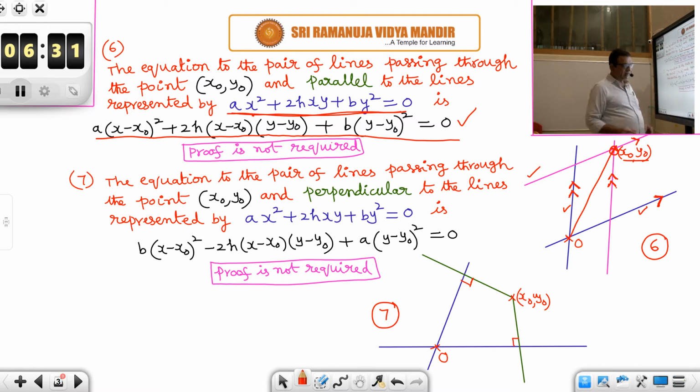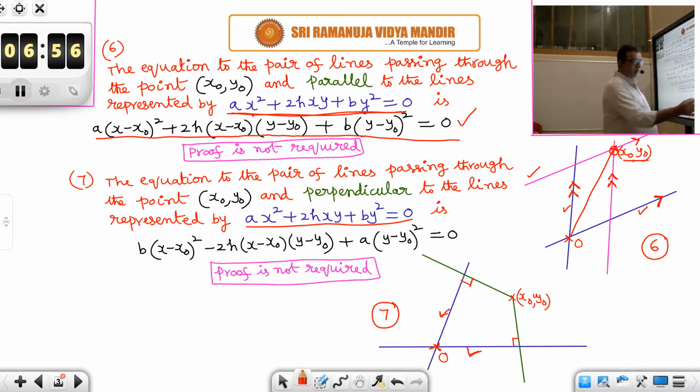Okay, answer we'll see later, but what is the problem? Let us see the diagram 7, this is our origin. Passing through origin, blue lines are there, this line and that line. The pair of lines equation is given by the first equation, ax square plus 2hxy plus by square is equal to 0, or this line and this line.